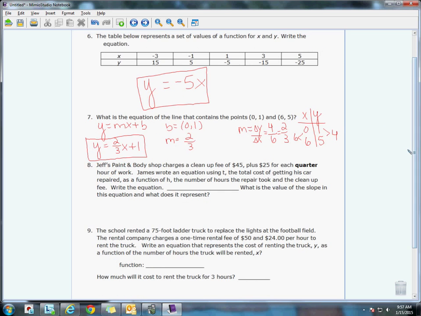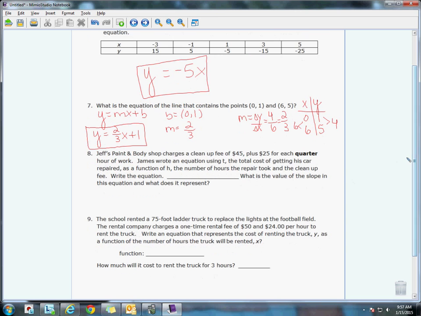Okay, number 8. Make sure you read this problem very, very carefully. So we have Jeff's Paint and Body Shop charges a cleanup fee of $45 plus $25 for each quarter. Make sure you notice that's bolded, hour of work.